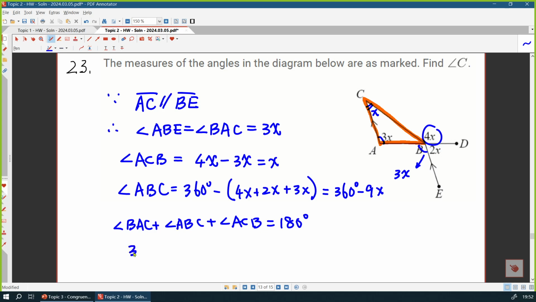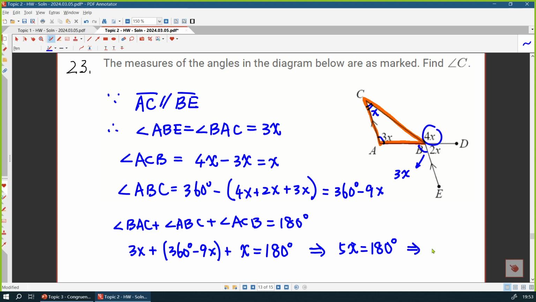Angle BAC is 3x, angle ABC is here, 360 degrees minus 9x. And angle ACB is angle C, which is just x, right? Again, you have one equation in terms of x. Simplify that equation, and it gives us 5x equals 180 degrees, right? And therefore x equals 36 degrees. Well, x is just angle C, so angle C equals 36 degrees, right?